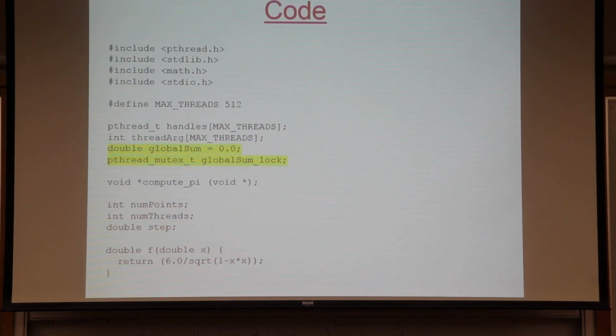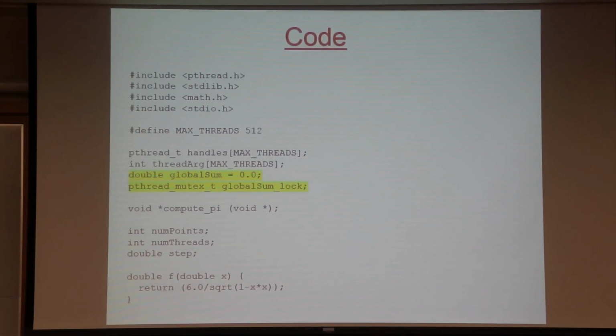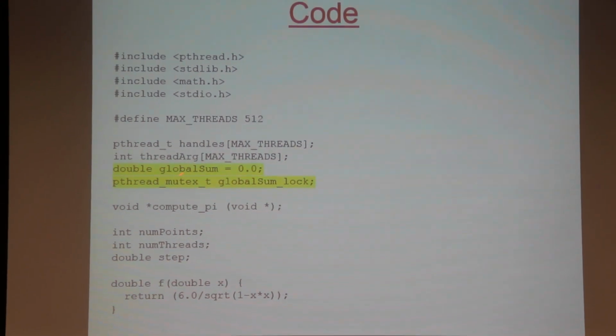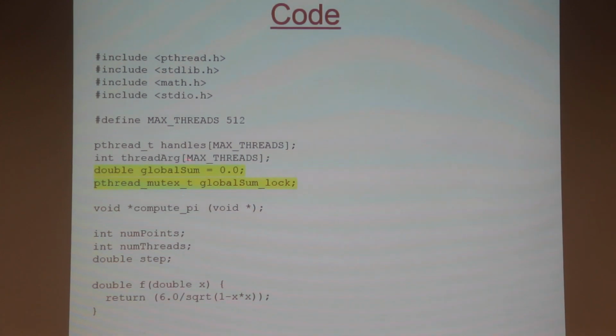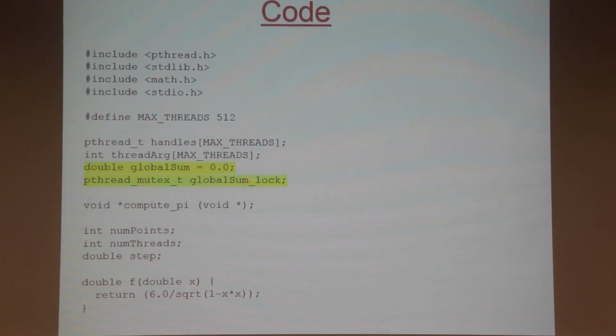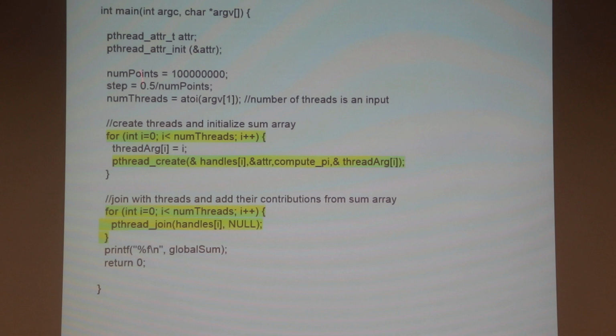Again, these slides have all the code in them, but here I just want to show you the things to focus on. I'm going to have this global variable in the C program, and I'm just going to call it global sum and initialize that to 0.0. And then there is this global sum lock. Notice it's a mutex. And here's the main program.